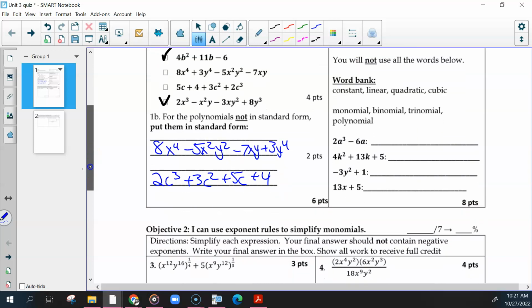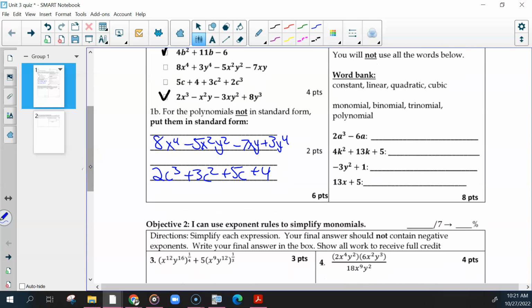And then for number 2, there was some confusion here. So you should be pulling one word from this section, one word from this section. So this was a cubic binomial.